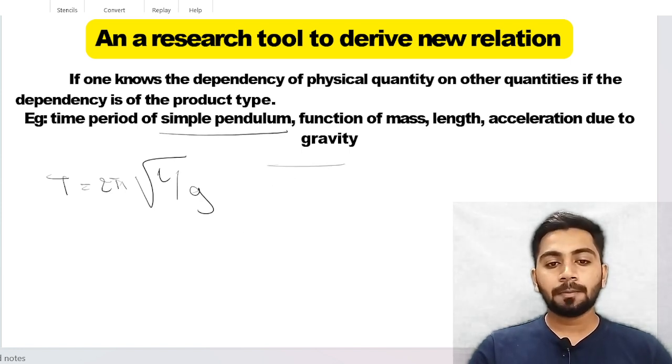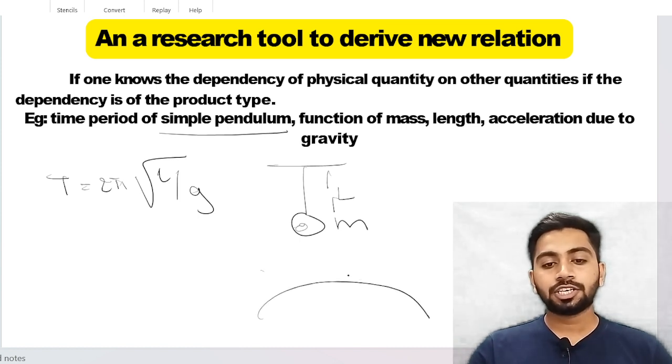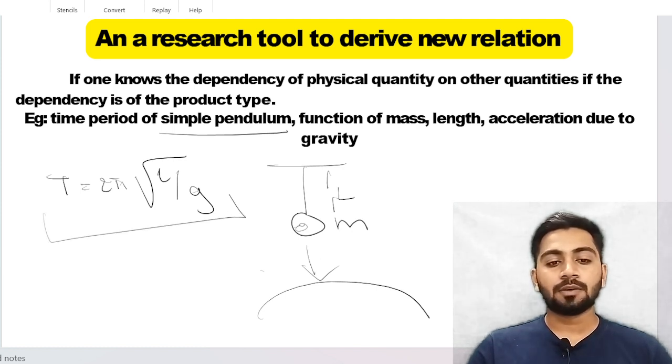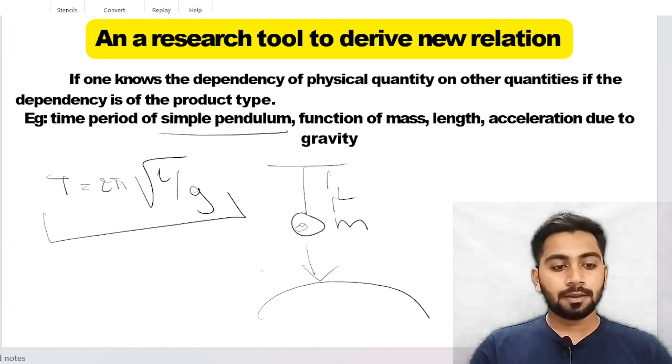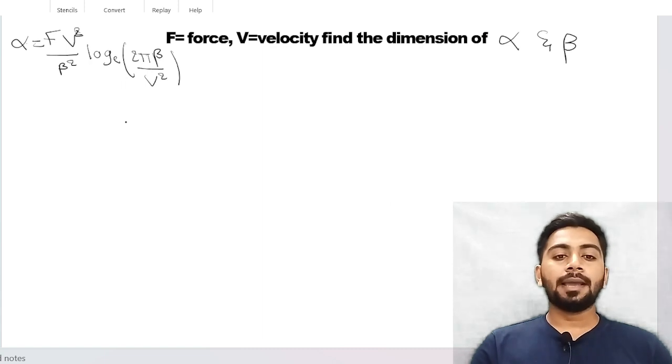The simple pendulum depends on the mass, the length, and the gravitation due to Earth. We have these three quantities, so we derived this formula. Now we will continue our class.